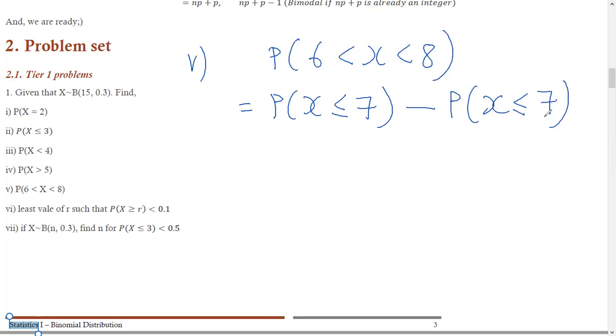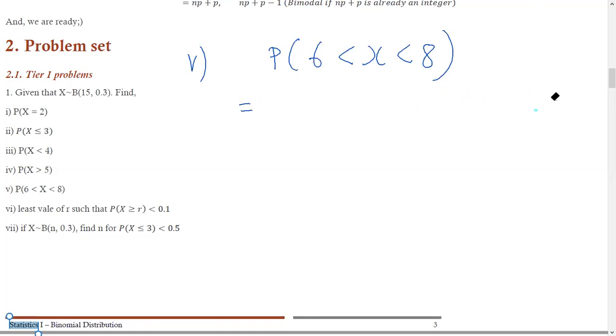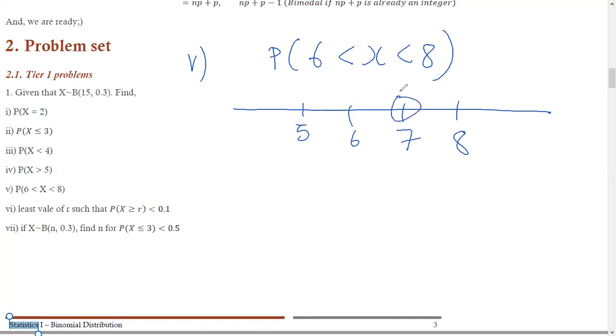Maybe, because if you look at this, P(X) is between 6 and 8. If you draw a number line, the X values 5, 6, 7, 8. So if X is between 6 and 8, there's only one value, which is 7. So this here is actually equal to P(X = 7). Then from there you can press your PDF calculator.